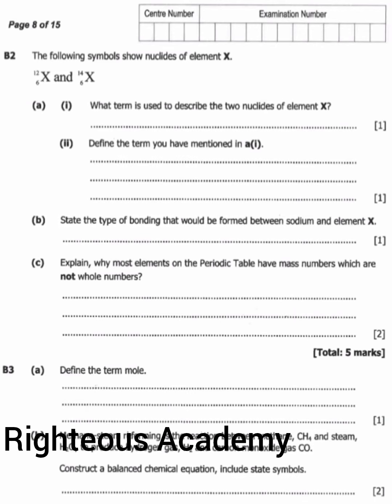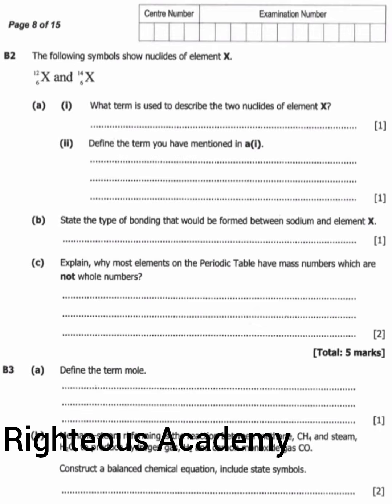So question B2 says, the following symbols show nuclides of element X. So element X has these two nuclides. Question A1 says, what term is used to describe the two nuclides of element X?